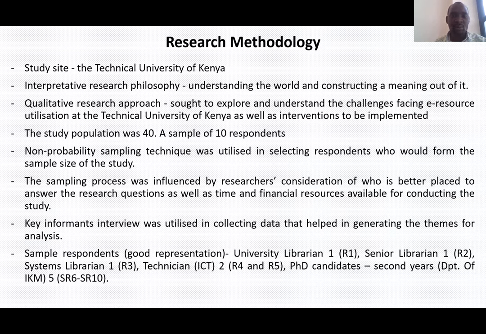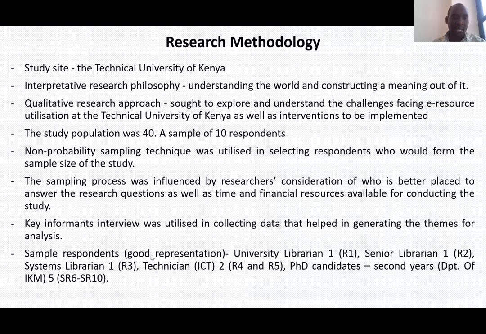Basically, these were all the library staff as well as doctoral students in their year two pursuing a PhD in information and knowledge management. A non-probability sampling technique was utilized in selecting respondents who would form the sample size of this study. The sampling process was influenced by the researcher's consideration of who is better placed to answer the research questions, as well as the time and financial resources. Key informant interviews were utilized in collecting data that helped in generation of the themes for analysis.